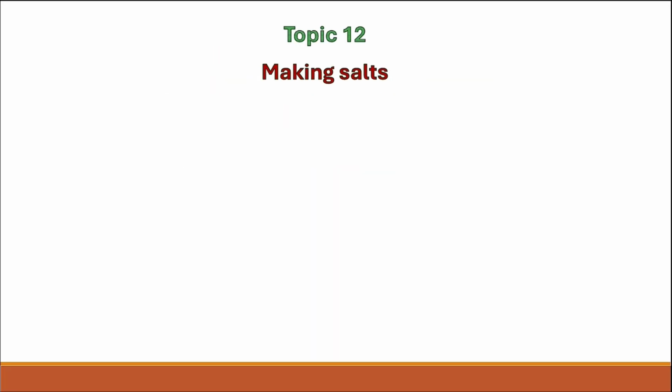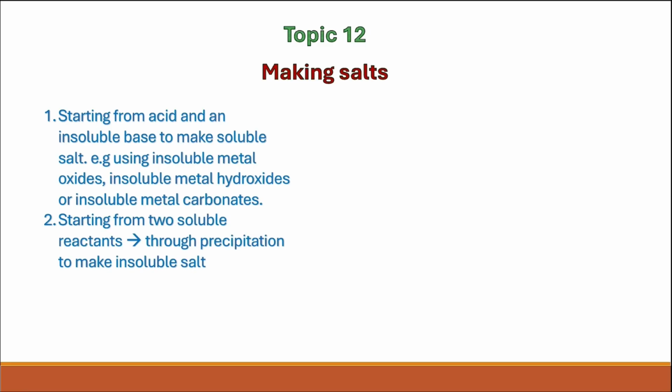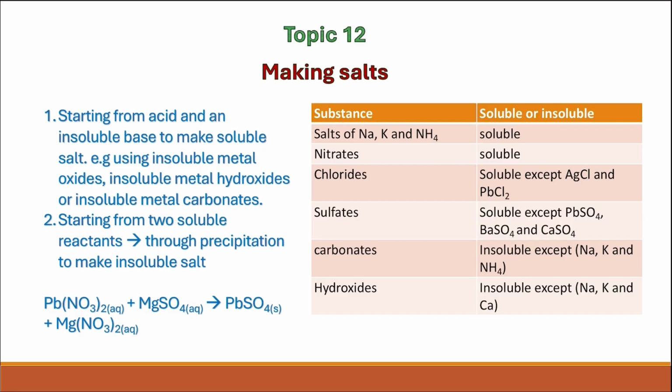Then making salts. Making salts comes in both paper one and paper two, and it depends on whether it came in paper one or not. But remember for making salts that you can make a soluble salt starting from an acid and an insoluble base. And you can also start from two soluble reactants through precipitation to make an insoluble salt. Remember the trend of solubility.